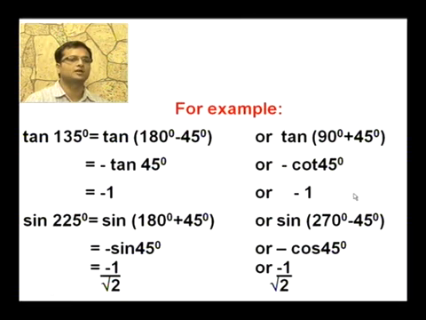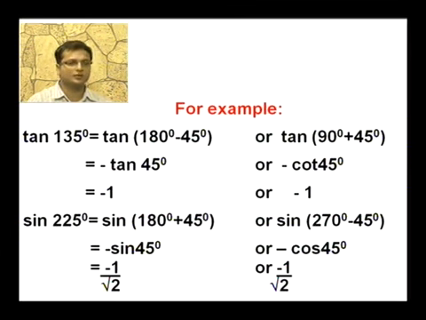Here are a few examples. Tangent 135 degree. Tangent 135 degree can be written as tangent 180 degree minus 45 degree, and it lies in the second quadrant, so negative sign, because in the second quadrant tangent is negative, so it is minus of tangent 45 degree, and tangent 45 degree is 1, so tangent 135 degree is minus 1.